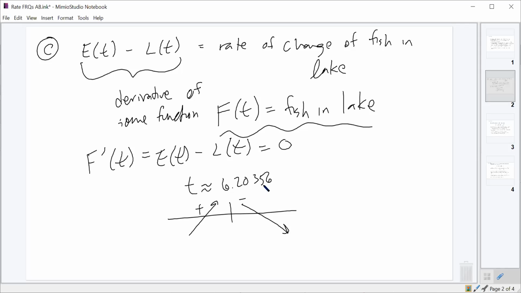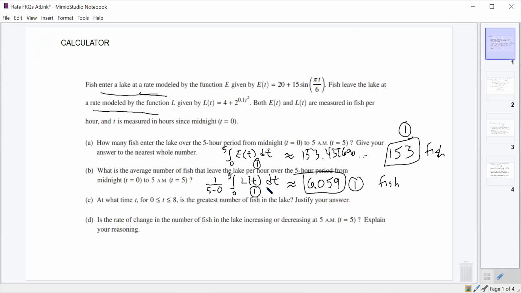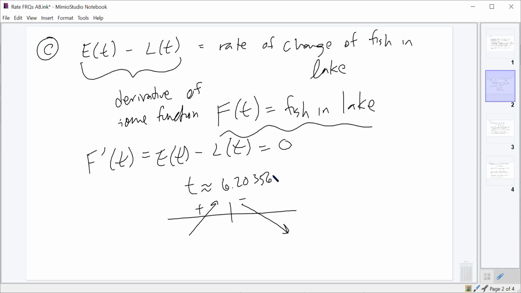And does it ask for the actual greatest number of fish, or does it just say when, at what time? So we would say at 6.20356 hours after midnight. Everybody good there with that one?